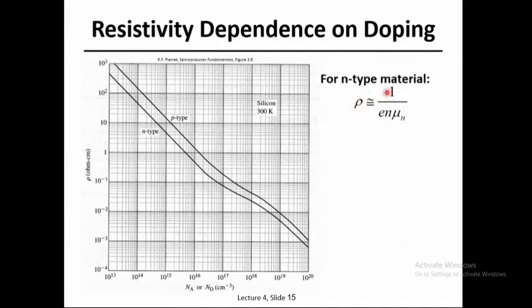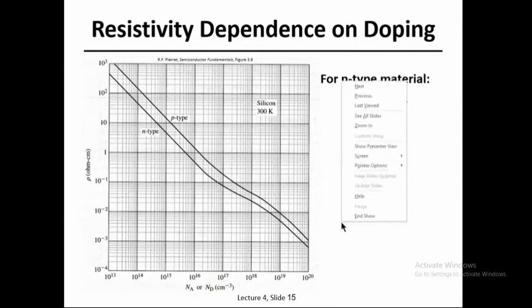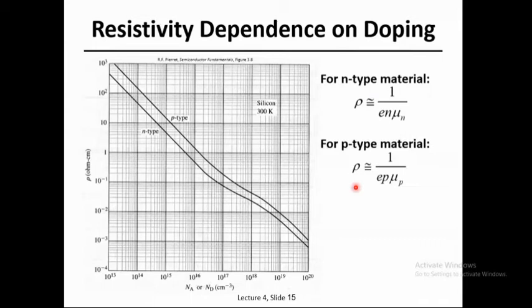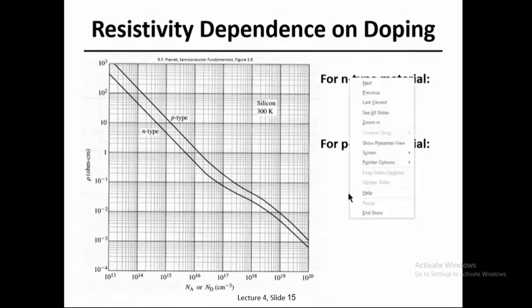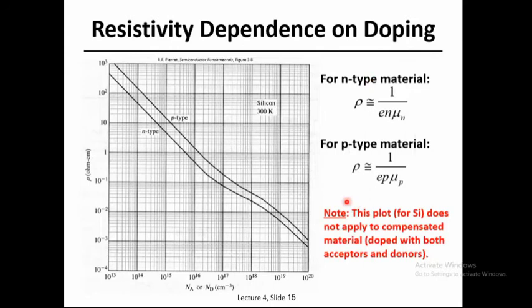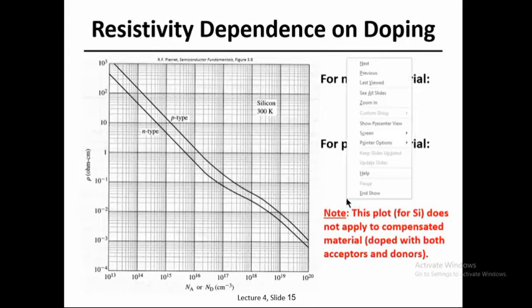Since the resistivity is 1 over e n mu n, where n, the concentration of electrons, will be referred to as the density of the donor. And here for P-type material, the resistivity of the material is 1 over e p mu p. As you see for silicon, we do not apply the compensated material doped with both acceptors and donors.